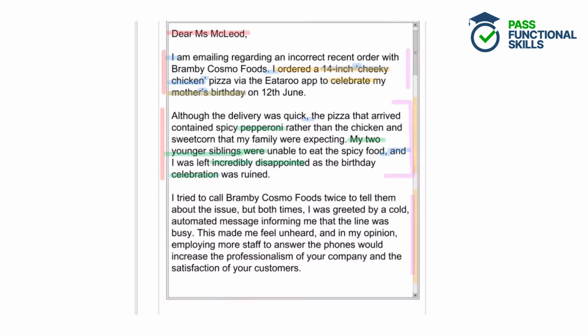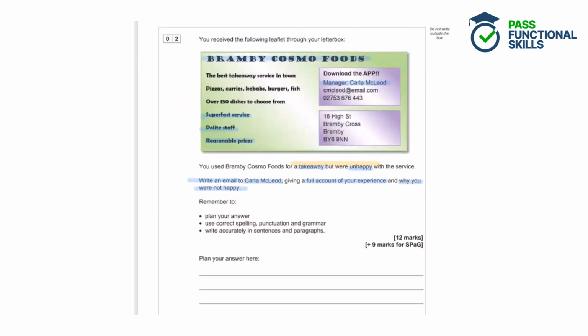Now let's think about the language and register that have been used in the answer. So we know that our writing has to be appropriate for the reader. It has to have an appropriate tone and style to match up with the reader that it's aimed at. So we know that our audience and purpose in this question, we have Carla McLeod is our audience and she's the manager of the business.